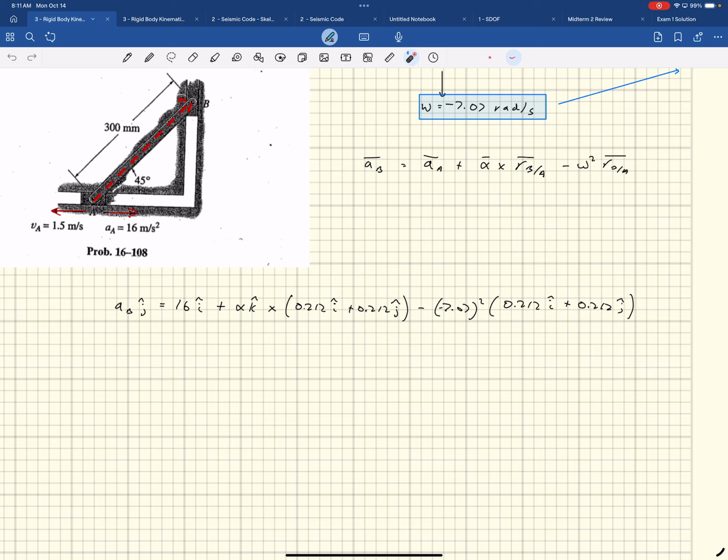AB in the J is equal to 16 in the I plus alpha in the K crossed with 0.212 in the I and J, minus, and again, I just put in the scalar omega and square it, and then multiply it by RB seen from A. The direction of that centripetal acceleration strictly comes from the RB seen from A. And it makes sense, right? The centripetal acceleration will be back towards the middle, in this direction. And so that's why you just put the scalar out front.